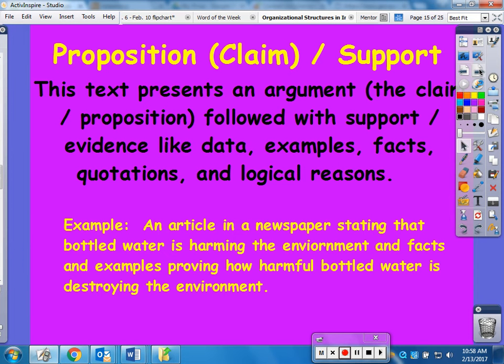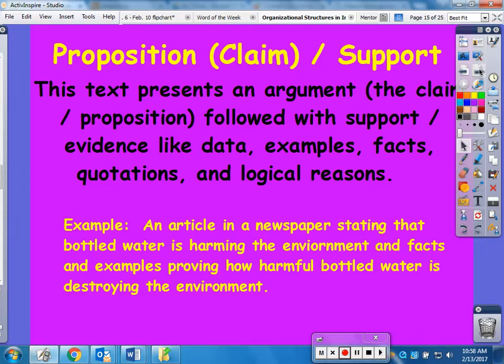Finally, we have proposition, also known as a claim, with support. We haven't seen this yet, but this is when the text presents an argument, also known as a claim, followed with support and evidence like data, examples, facts, quotations, and logical reasons.